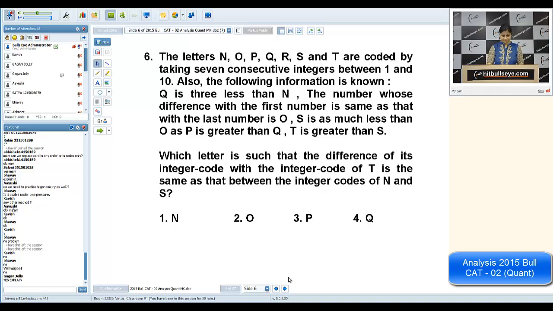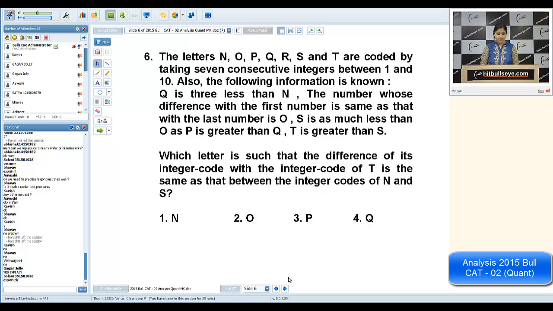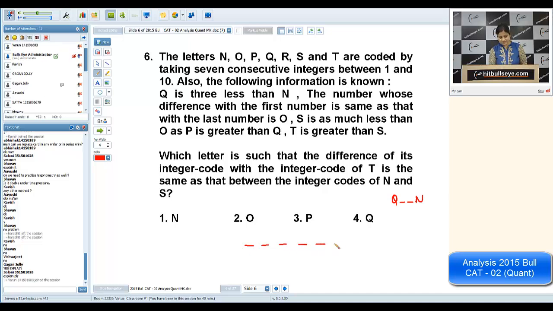Okay, Gagan. The letters N, O, P, Q, R, S, T are coded by taking 7 consecutive integers between 1 and 10. Also, the following information is known. Q is 3 less than N. If Q is 3 less than N, it means between Q and N there should be 2 numbers. The number whose difference with the first number is same as that with the last number is O. There are 7 numbers, 1, 2, 3, 4, 5, 6, 7.